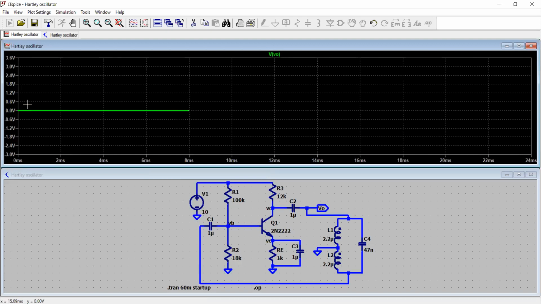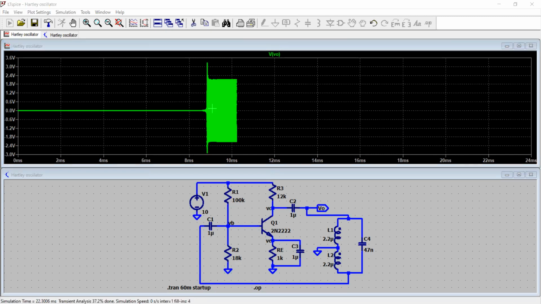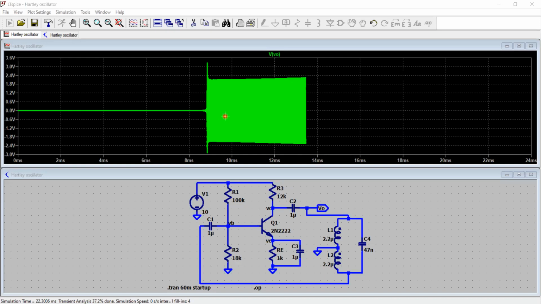From zero, it's starting, and then at approximately 9 millisecond, I got this steady state oscillation, unlike the previous case. So you can see that it is still a little bit growing here. It is growing, so it is like the overdamped case, right? And then we'll see at what time it reaches the steady state.